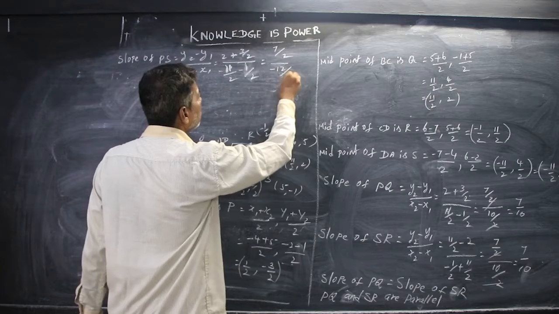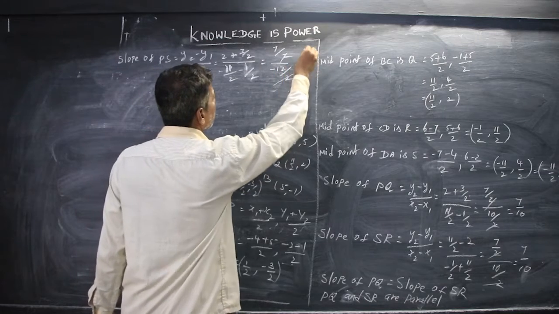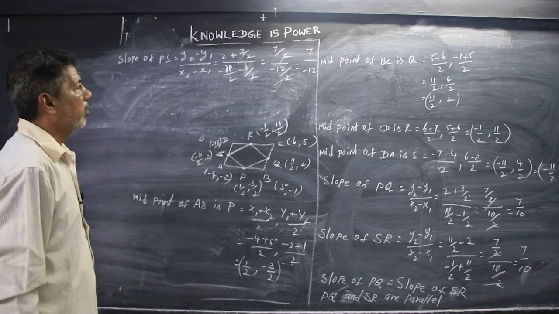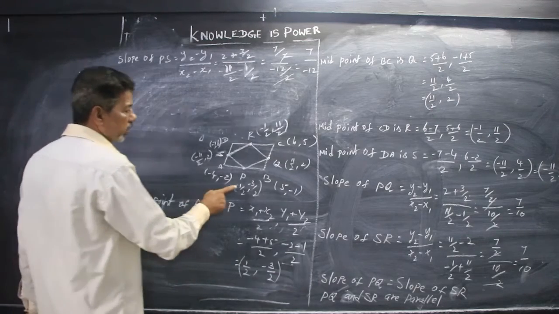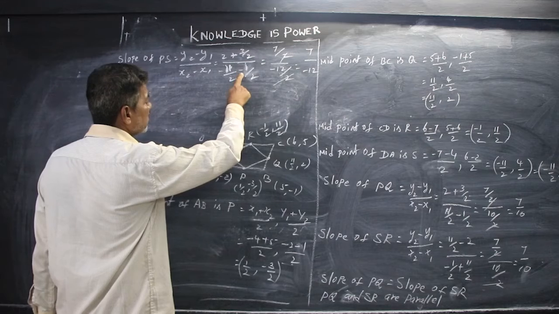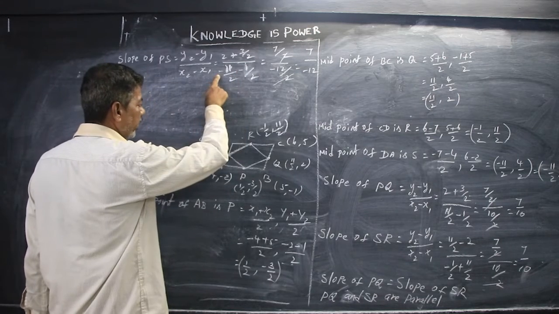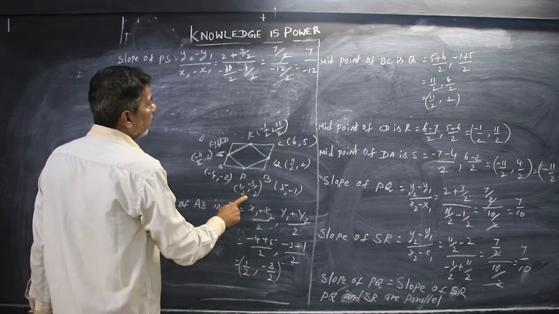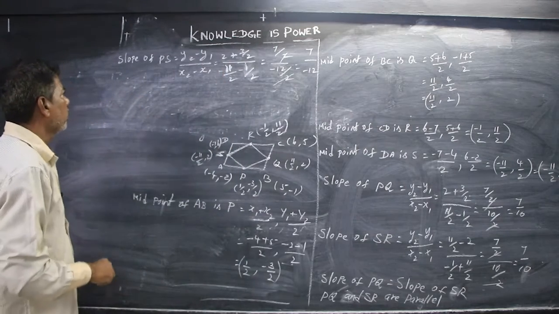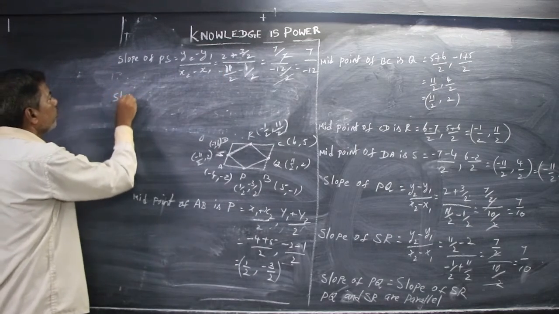Minus 12 by 2. 2 2 cancel, equal to 7 by minus 12. Why? Because here there is plus half, here it will be minus half. Already minus is here, I written minus. Here minus 3 by 2, here it will be plus 3 by 2. Now we have to take slope.